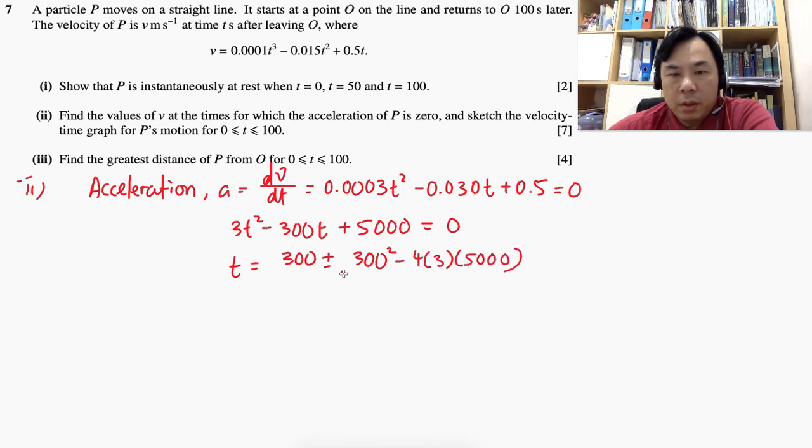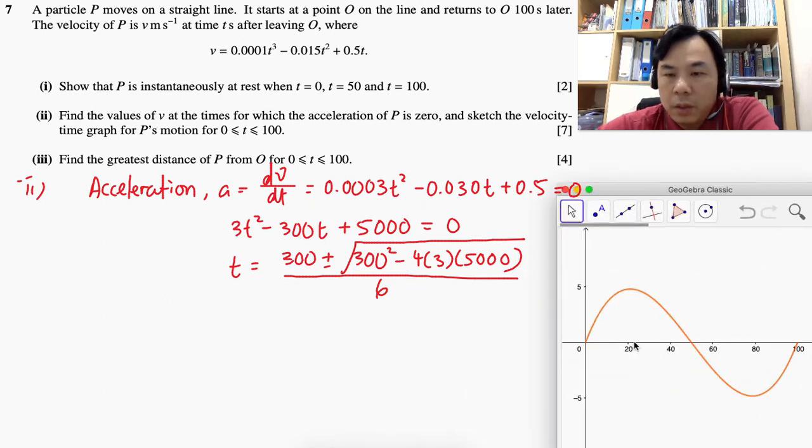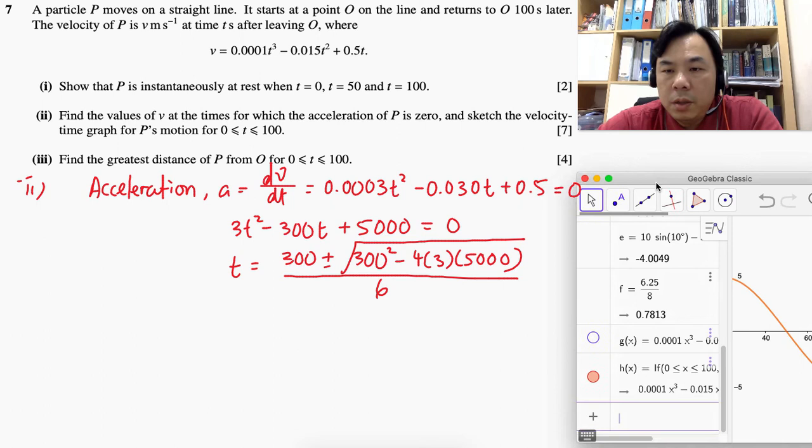435,000 divided by a 6 here. Okay, just check my calculator very quickly in case I accidentally calculated something wrong. Okay, cool, that's correct.